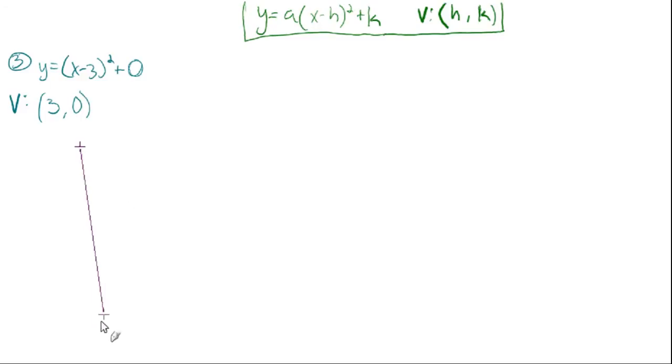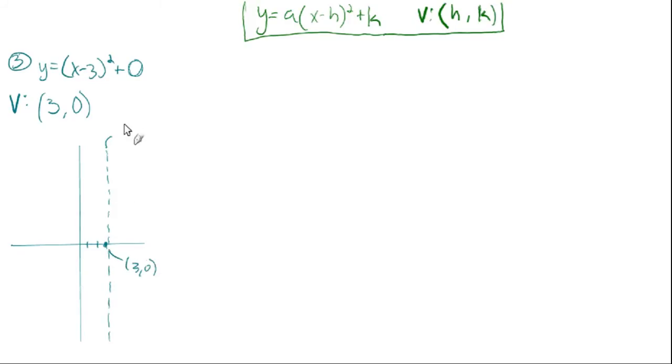So let's go ahead and graph the vertex. 1, 2, 3, comma 0. So right there on the x-axis. Part of the directions here say that they want us to label the vertex and the axis of symmetry, so we might as well draw the axis of symmetry and then we'll label it. Okay, so here's our vertex. It's at 3, comma 0.